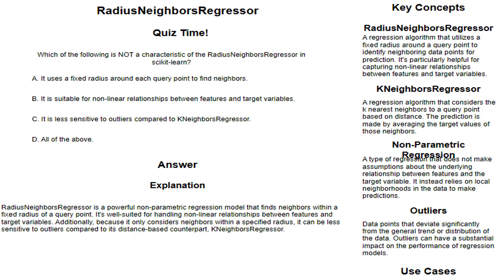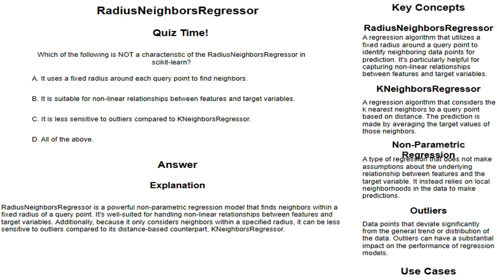Correct. This is the fundamental principle behind radius neighbors regressor. It defines a specific radius around each query point and considers only those neighbors that fall within that radius. This approach differs from k-neighbors regressor, which determines the neighbors based on their proximity distance and the value of k.